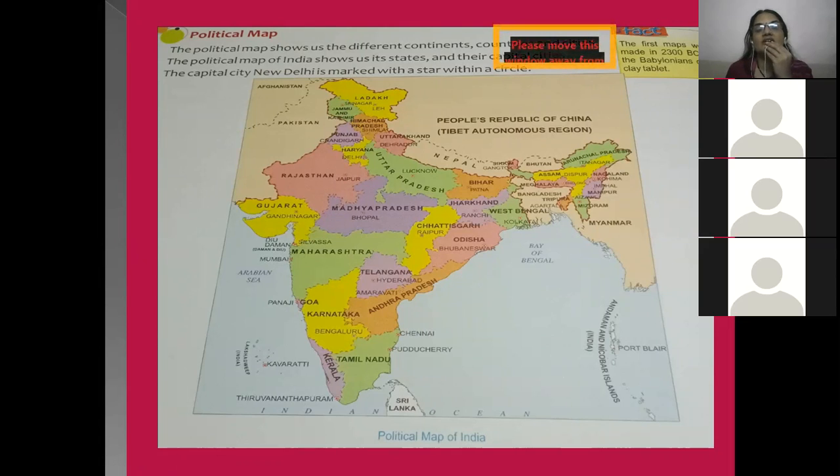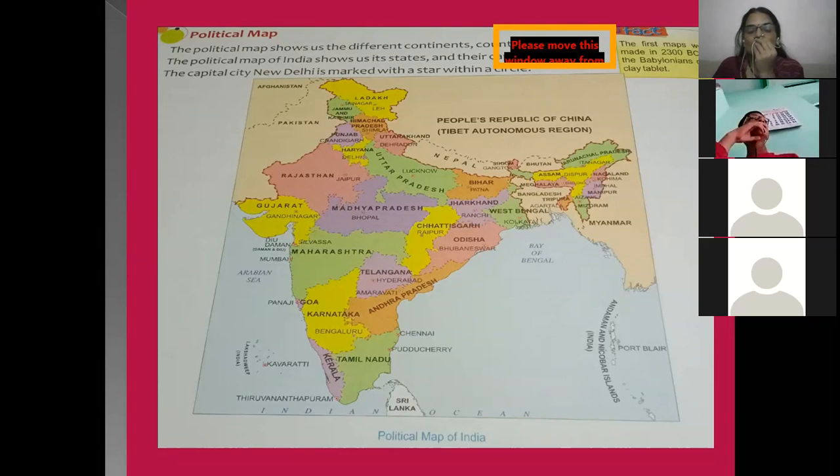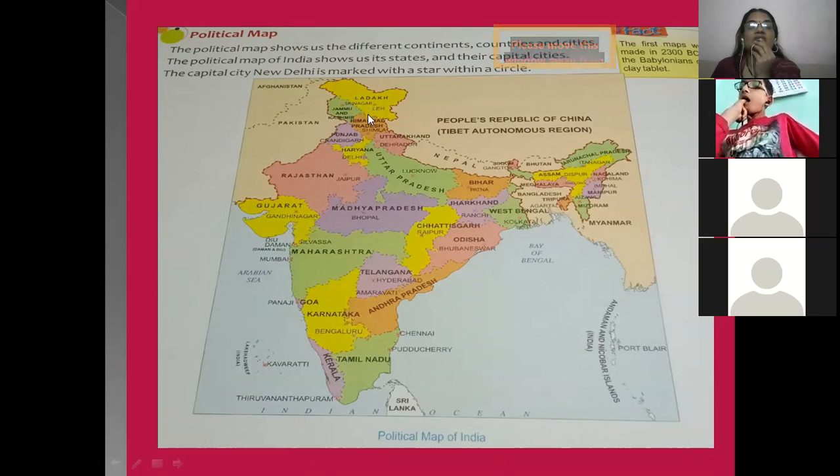Earlier we had 29 states. Jammu and Kashmir was a state, but now Jammu and Kashmir has been turned into a union territory. So we have 28 states only. So we start with the first one, that is Union Territory. Ladakh and Jammu and Kashmir are union territories.